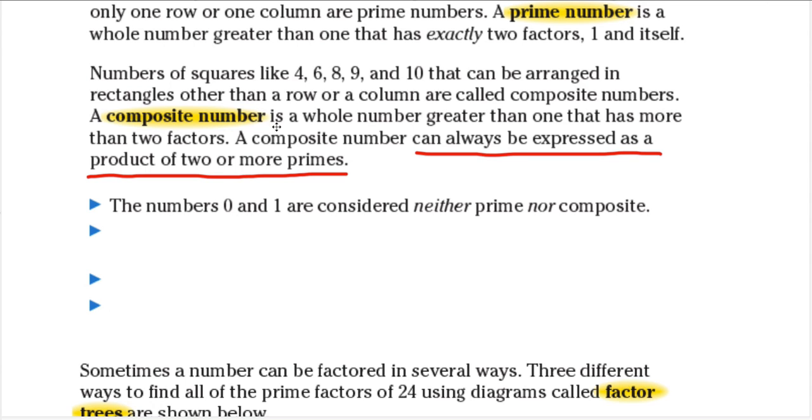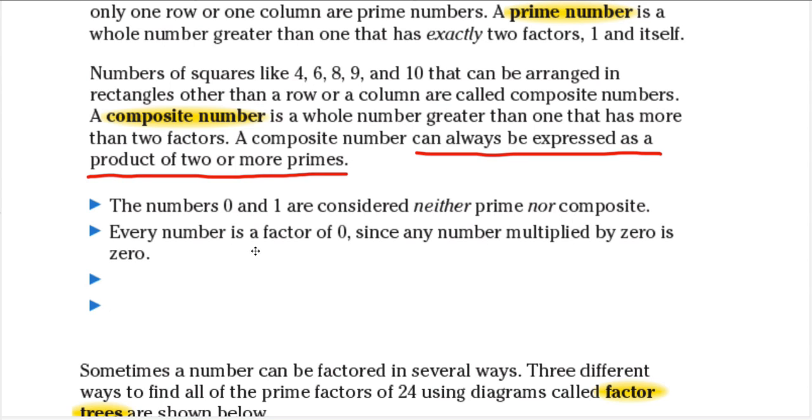Why is 1 not a composite number? Because it follows the second rule: a composite number can always be expressed as a product of two or more primes, and 1 does not fall into that. And 1 has only one factor, so it's neither prime nor composite. What else do we have to know?